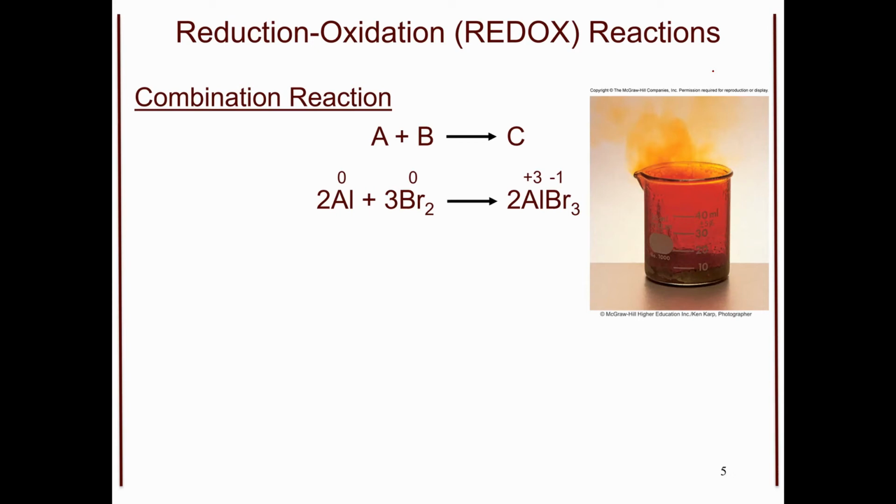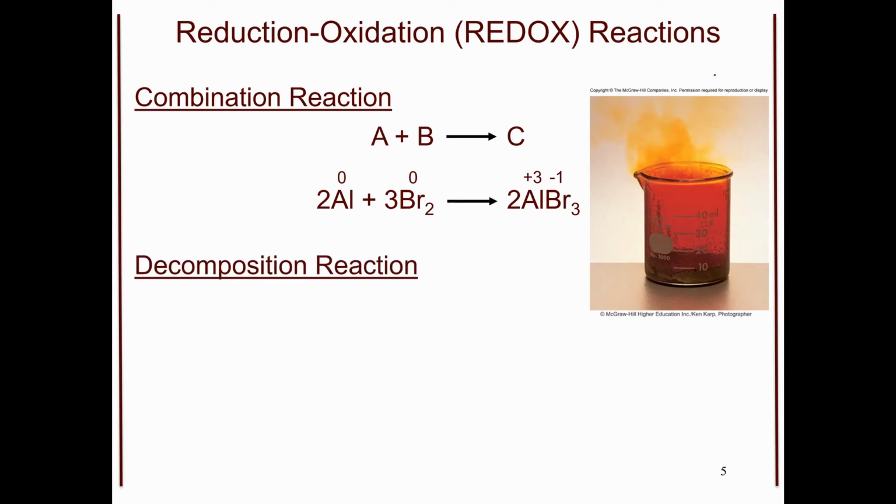So based off of this, you can see that aluminum went from 0 to 3+. That is getting more positive. So that means that it has lost electrons. Where did those electrons go? Well, notice that our bromine going to bromide has gone from 0 to 1 minus. That is a gain of electrons. So if you see a species in which we get more positive, they will have lost electrons. If it becomes more negative, they will have gained those electrons.